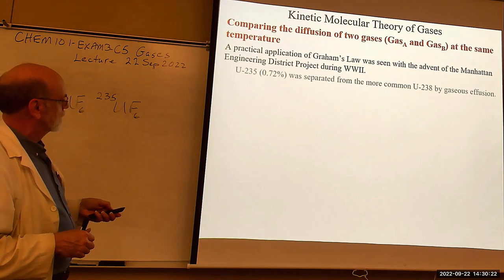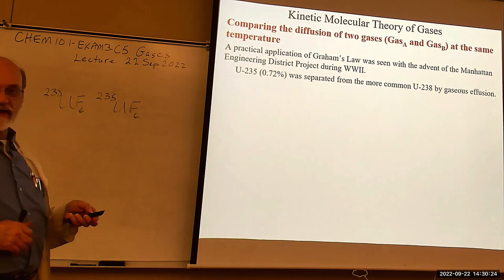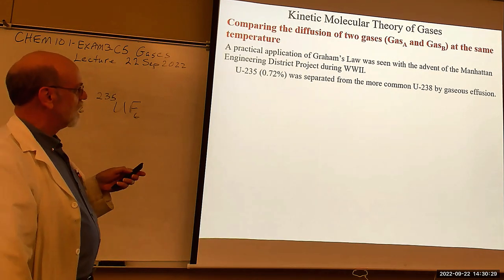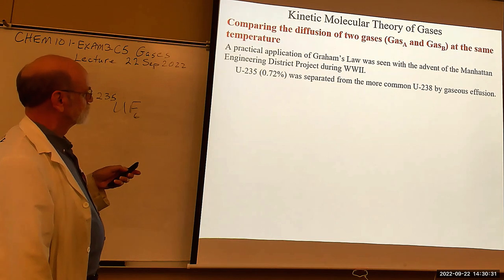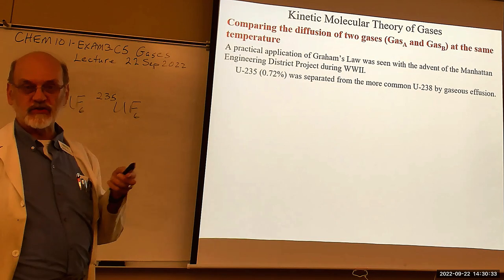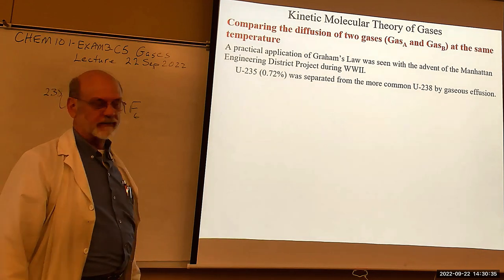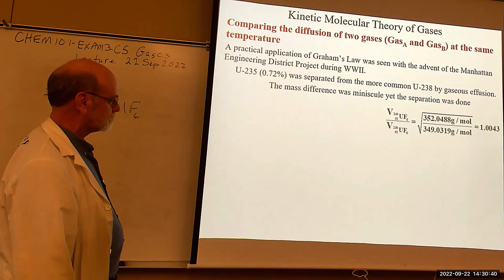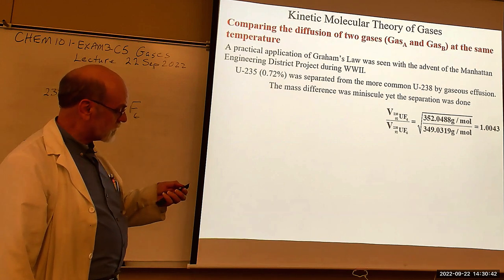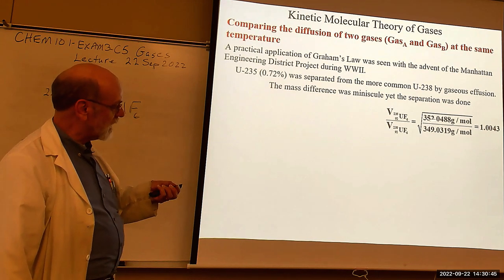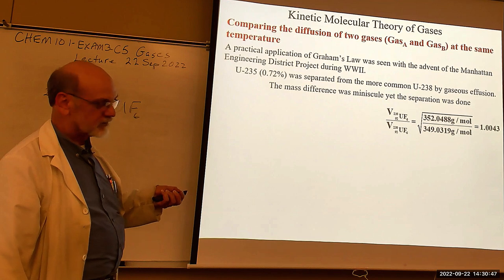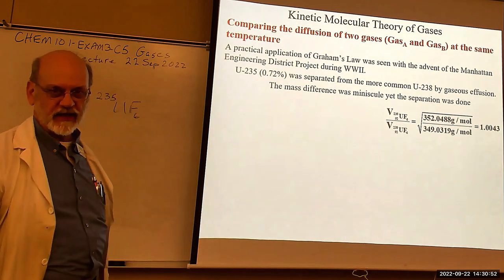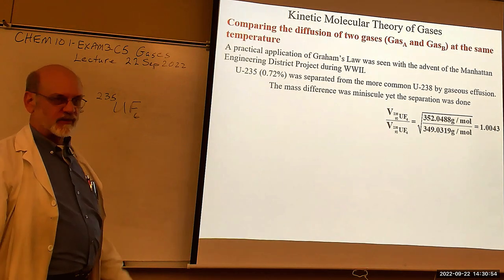Okay. U-235 is 0.72% of the purified uranium that was available at the time. And you notice from this equation that the difference in velocities is very, very small. That's why it takes thousands of membranes to accomplish that purification, that enrichment.